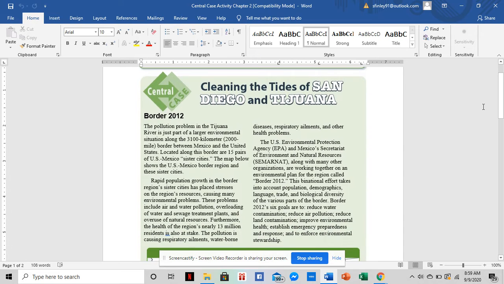So let's begin. Border 2012. The pollution problem in the Tijuana River is just part of a larger environmental situation along the 31,000 kilometer or 2,000 mile border, for those of you who don't like the metric system, between Mexico and the United States. Located along this border are 15 pairs of U.S.-Mexico sister cities, meaning that they share some stuff with each other and they're literally right near each other.